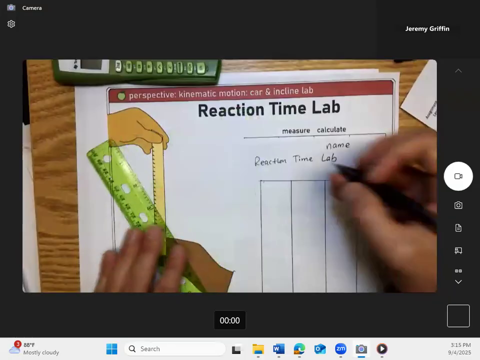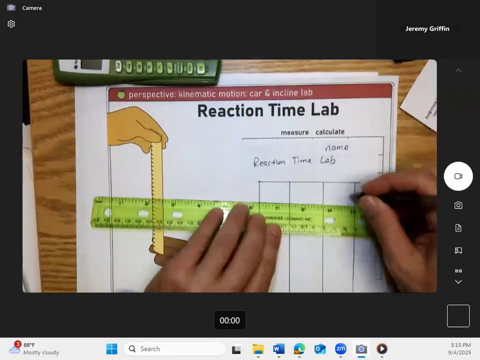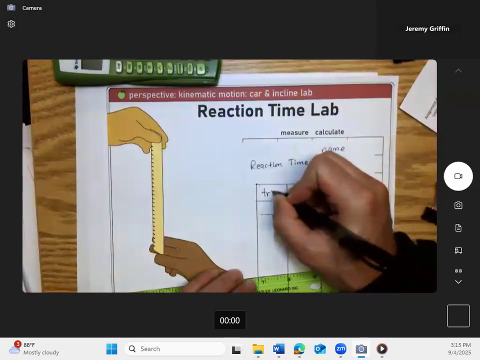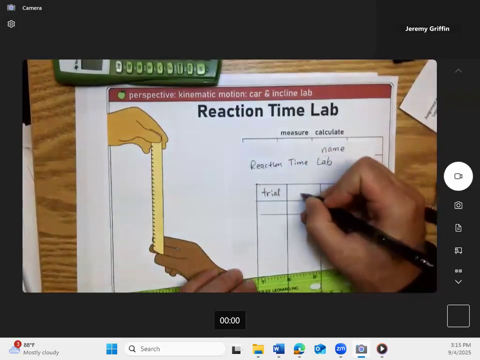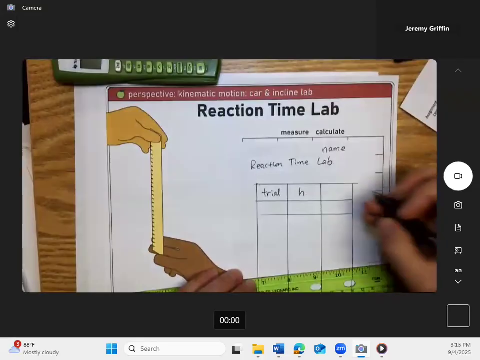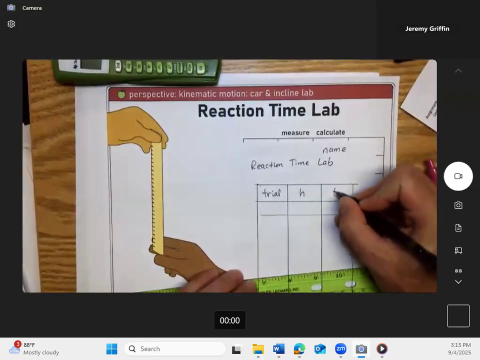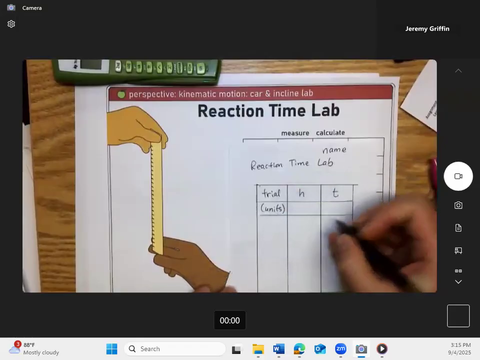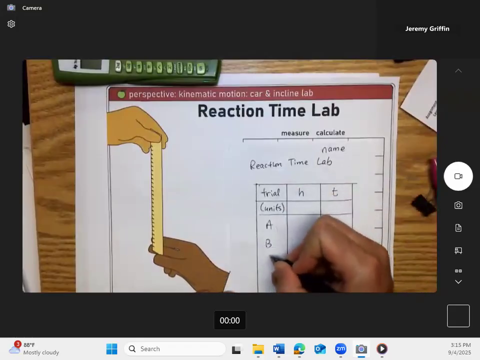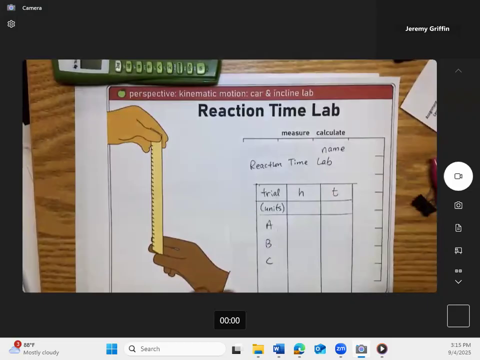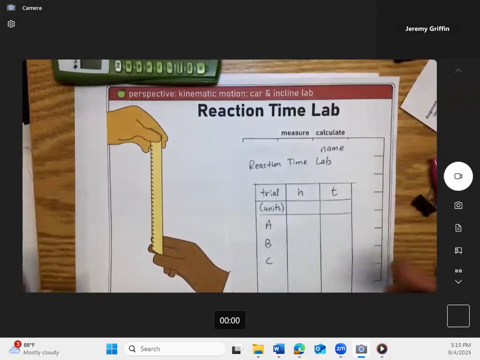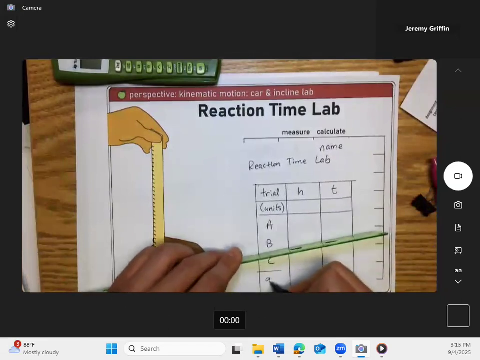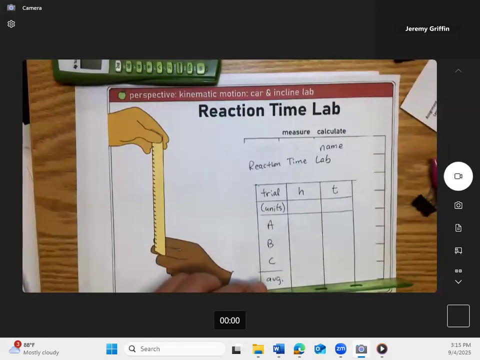Let's go make some column headings here. We've got various trials, and how far did the ruler fall? I'll call it H for height change, and how much time. There are some units that go with these two. Trials could be trial A, B, C, or trial 1, 2, 3. You probably want to do 3 and take an average. At the end, do AVG for average, something like that.